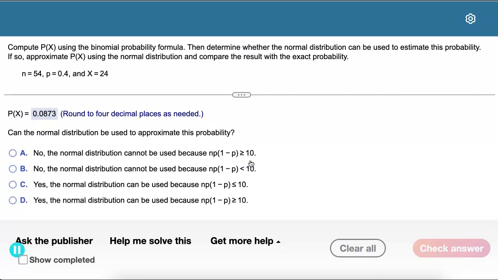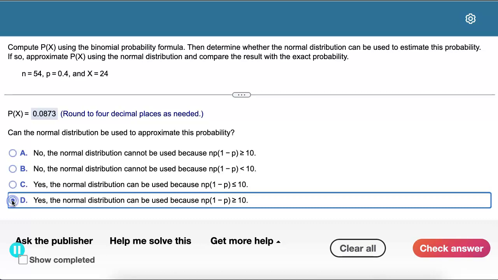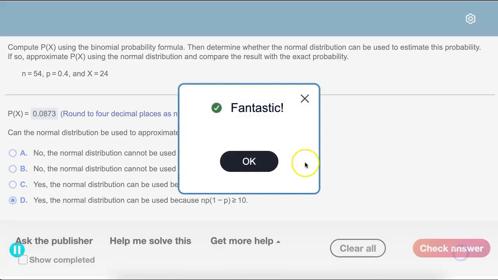So up next, we first have to test, can we use the normal distribution to approximate? So we are checking this condition. Does n times p times the quantity 1 minus p, is that greater than or equal to 10? So we're going to go through that process, and when we multiply those three values together, we should see that yes, it is greater than or equal to 10. So we'll select that one.